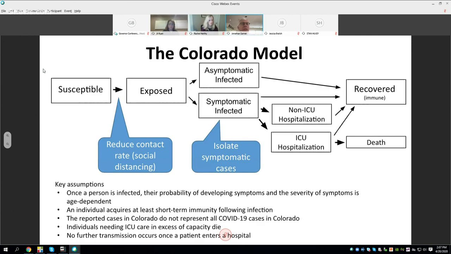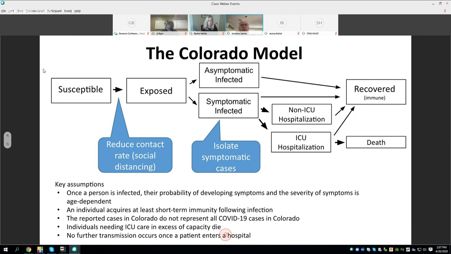So this is a slide showing the structure of the model that we are using, a so-called SEIR model: susceptible, exposed, infected, and recovered. Starting over on the left is Colorado, as it was a few months ago. In fact, all of us susceptible because we had not yet experienced this infection. And on the right side, what happens in the end?